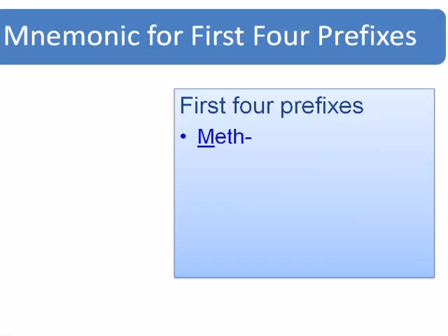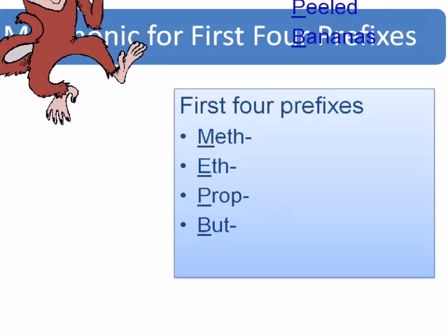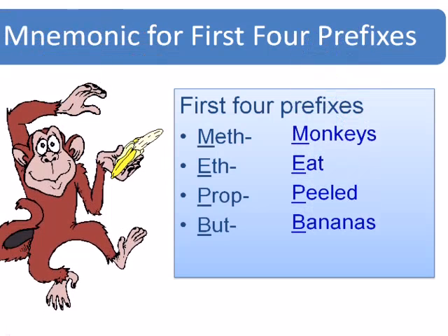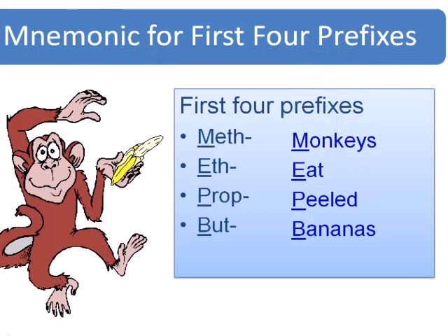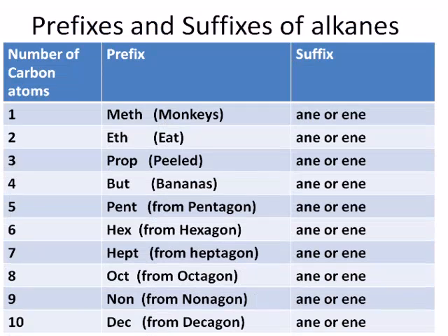Right, now let's look at the prefixes. We've got meth, that's 1 carbon, eth, that's 2, prop, that's 3, and but, that's 4. And there's a mnemonic for remembering this, which is monkeys eat peeled bananas. That's the mnemonic you need to remember, so you can use it to remember these. I thought I would give that a stylish entry so that it will stick in your memory. So monkeys eat peeled bananas. That's how I would remember the first 4 prefixes.